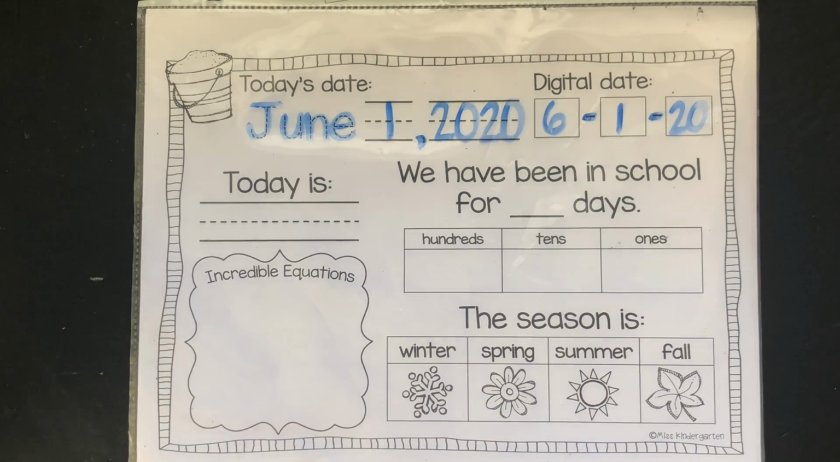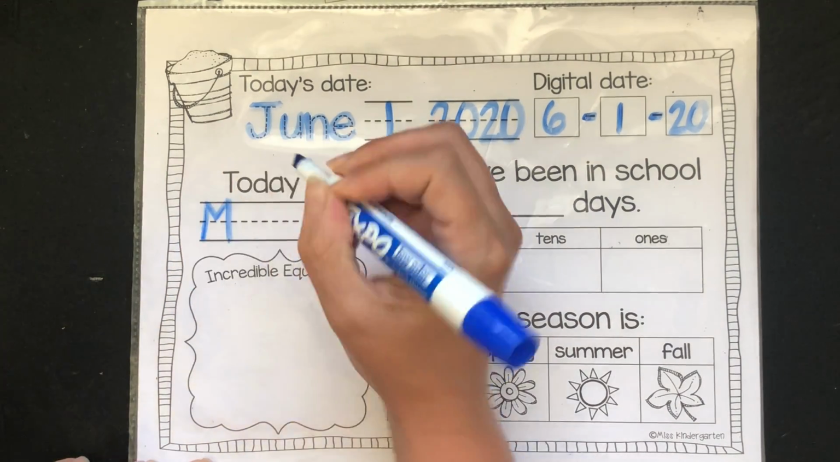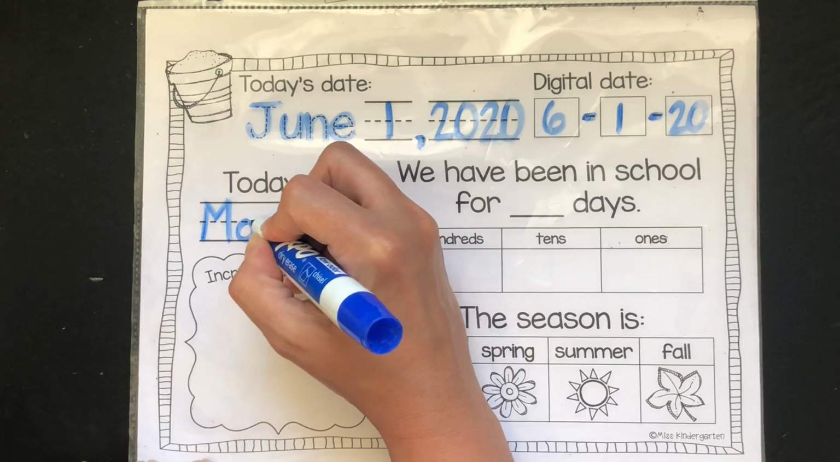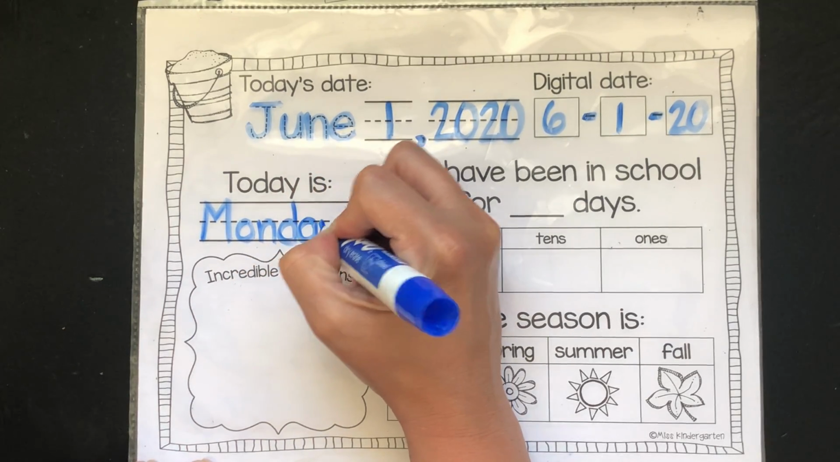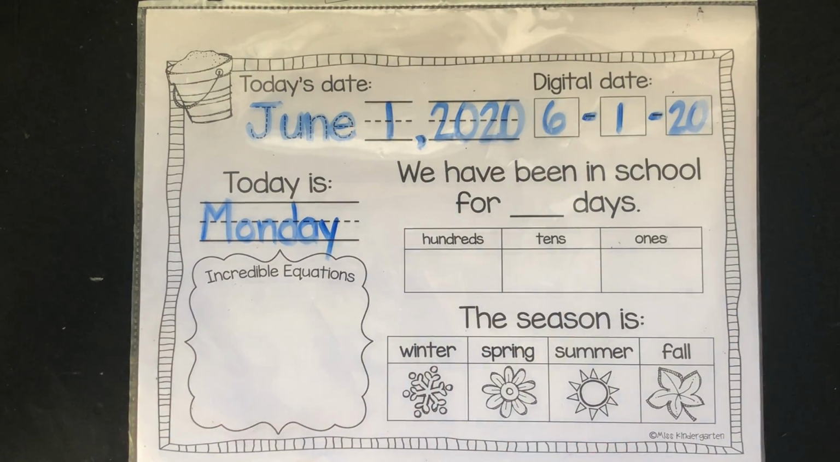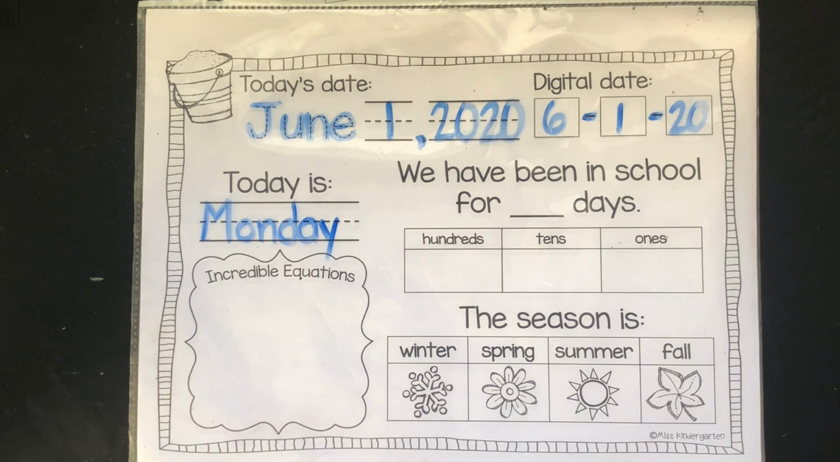All right, love bugs. Yesterday was Sunday. What day comes after Sunday? Monday. So we're going to make our capital M. We're going to write our O-N-D-A-Y. Very good. Monday.